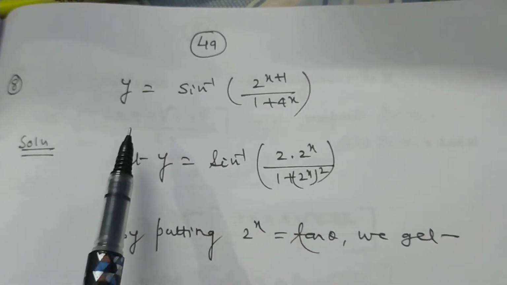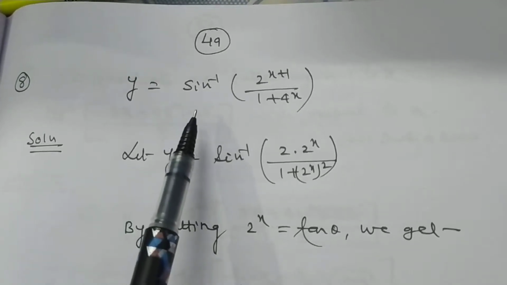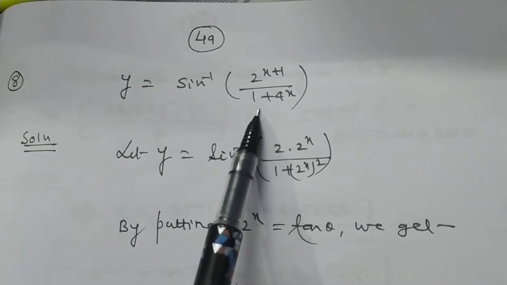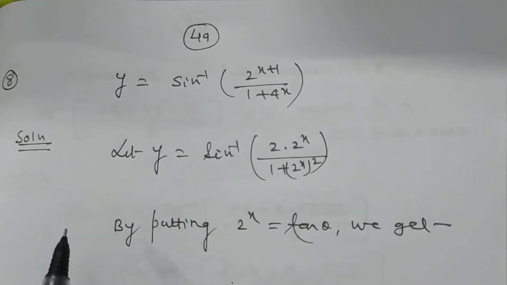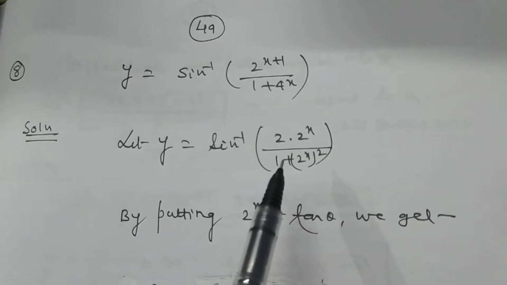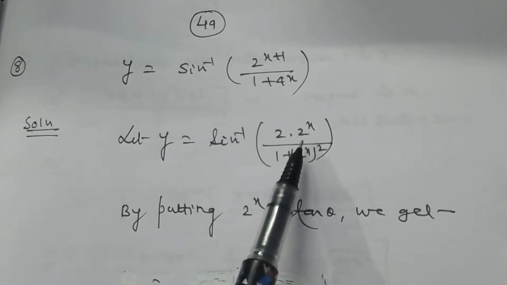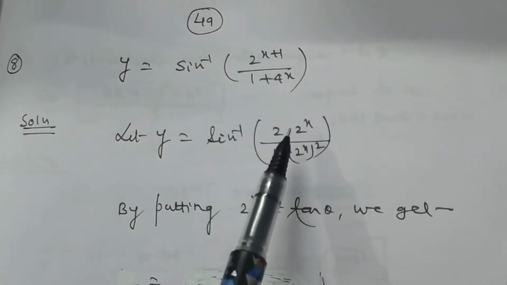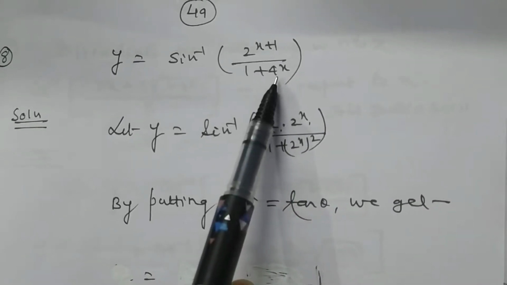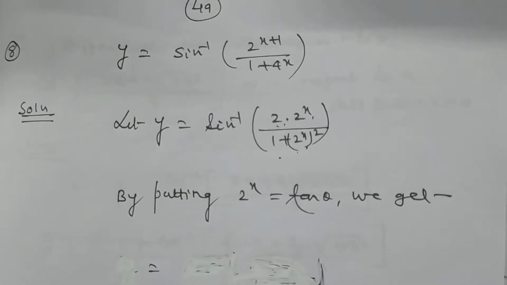Now I want to solve this problem: y is equal to sine inverse of 2 to the power x plus 1 over 1 plus 4 to the power x. This is a different type of problem. Here we use the law of exponents. 2 to the power x plus 1 can be written as 2 into 2 to the power x, and 4 to the power x can be written as (2 to the power x) whole square, so the denominator is 1 plus (2 to the power x) whole square.